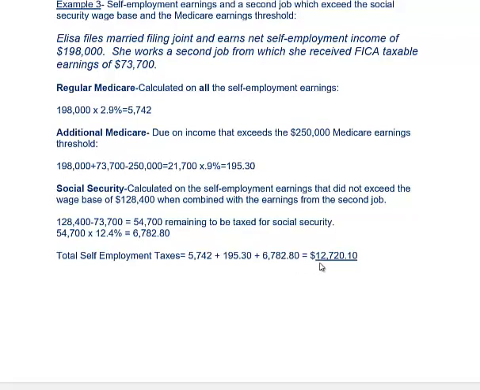When we do that, Alyssa's self-employment tax is $12,720.10.